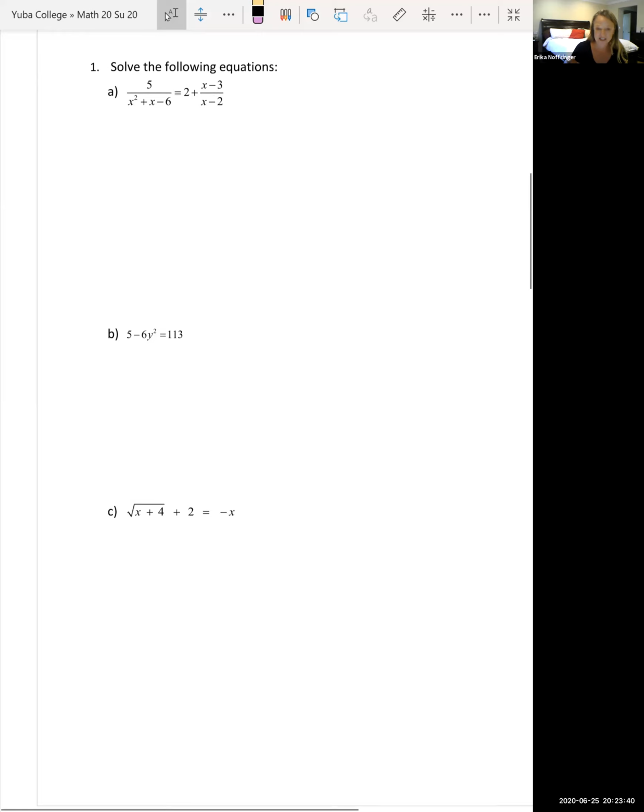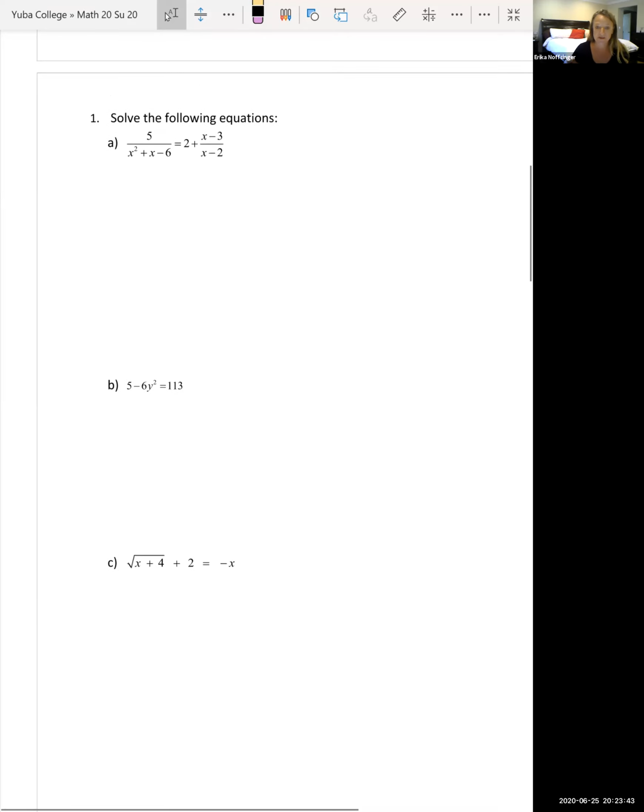Okay, so we're looking at solving different types of equations. And so the first one, 1a, is a rational equation. Let me know if you guys can't see the screen. And so the first thing we want to do is we want to factor our denominators if possible. And so we had looked at the two numbers that multiply to give our constant, -6, and add to give us our coefficient in front of x, which would be +3 and -2.